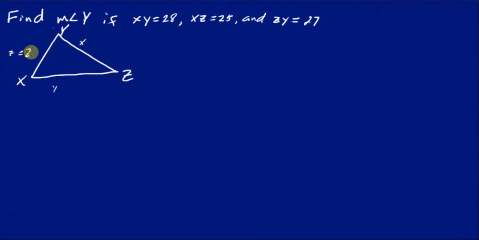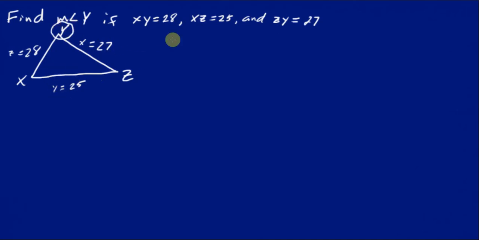So that's going to be 28. xy, yep. So xz down here is 25. So that means y is 25. And zy is 27. All right, so we're asked to find the measure of angle y. So that's what we're looking for.